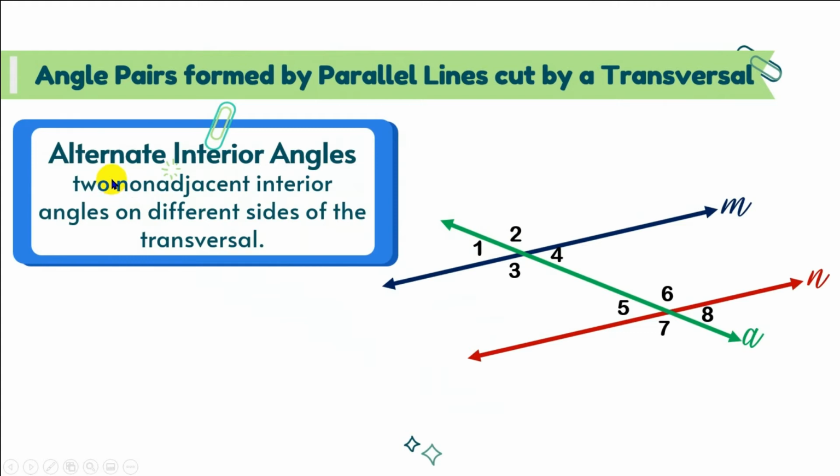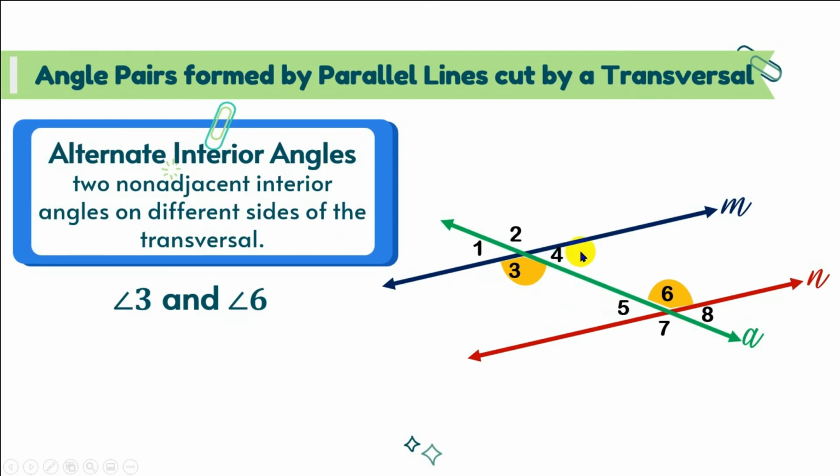And para mahanap kung alin ang alternate interior angles, tingnan po ulit kung alin ang mga interior angles. Then alternate, ibig sabihin, one is on the left side of the transversal line, while the other one is on the right side of the transversal line. So we have here, ito po, angle 3 and alin ang kapares niya? Angle 6. So, first pair of alternate interior angles, angle 6 and angle 3.